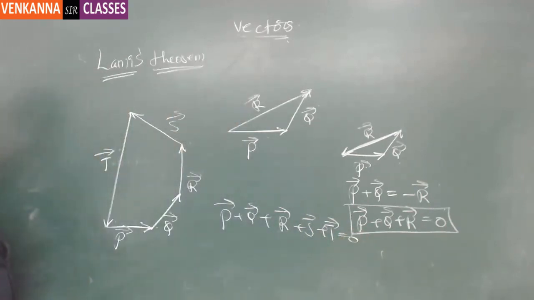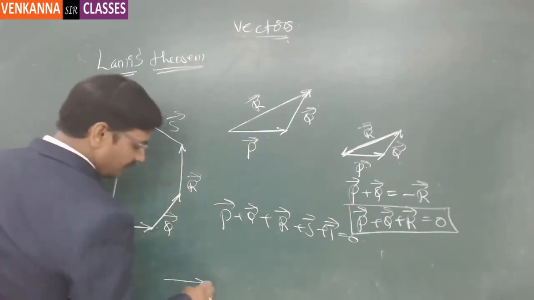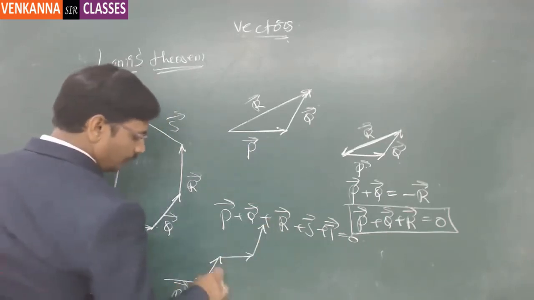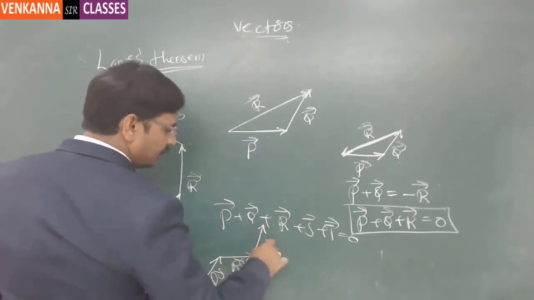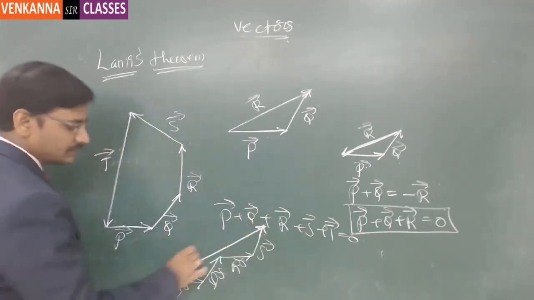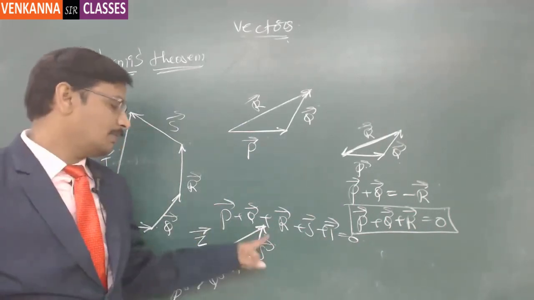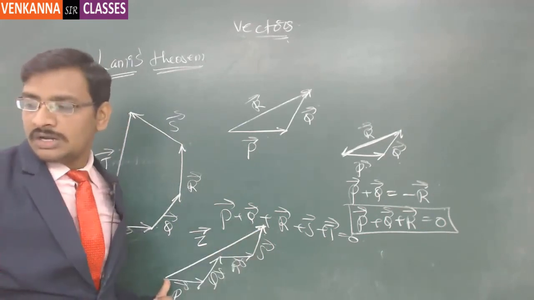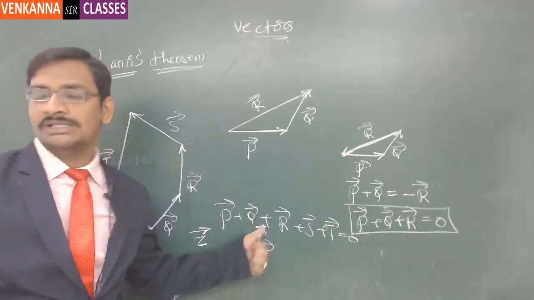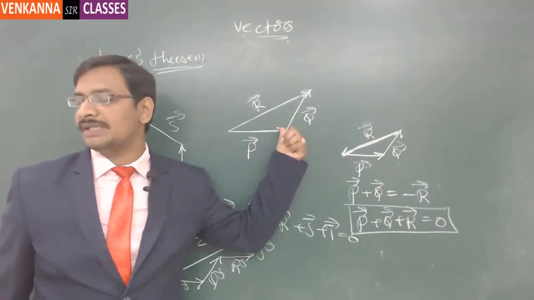Or the other way, suppose you want to find the sum of all the vectors. Suppose I have a system of vectors like this: P, Q, R, S. Then the sum of all the vectors together will be the line joining the start to the end like this. Let us say this vector is Z, so Z is equal to P plus Q plus R plus S. Starting from the origin to the end point, if you draw a straight line, this will give the resultant. Got it? This is what is called the polygon law of vector addition. In that, the triangular law of vector addition is a subset.